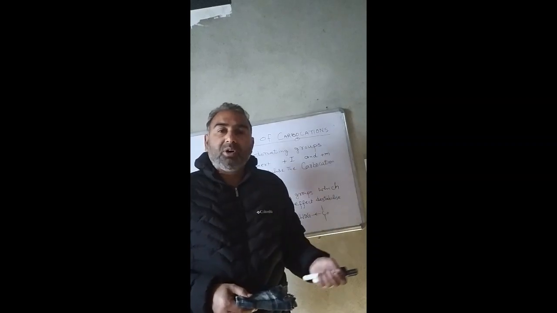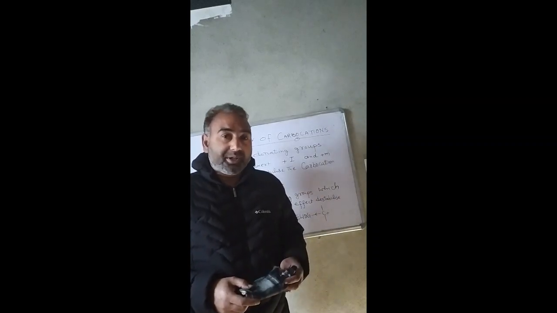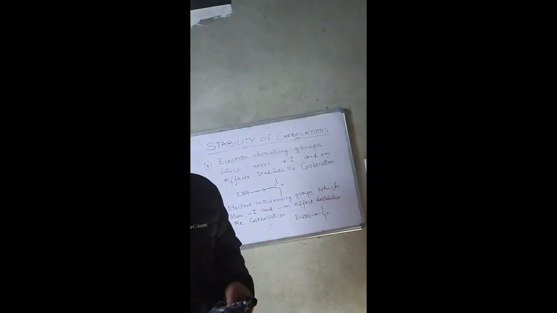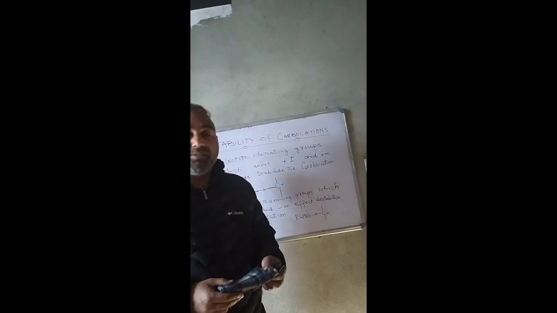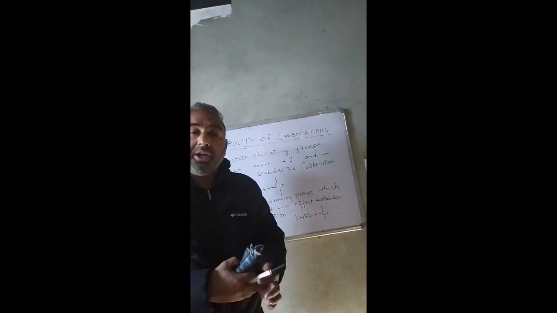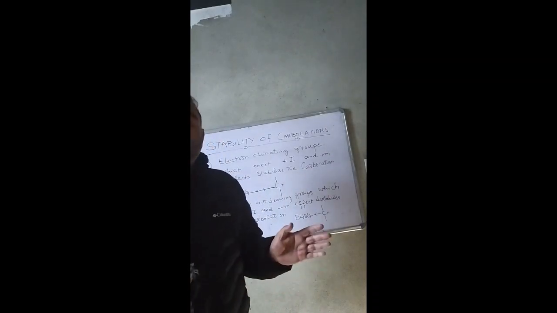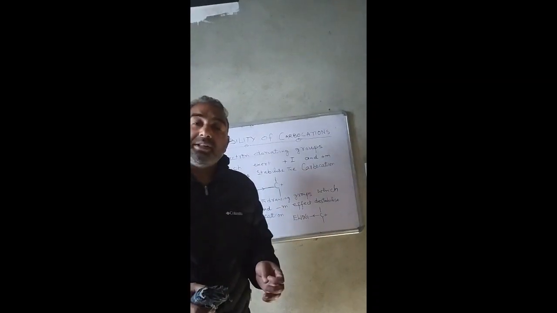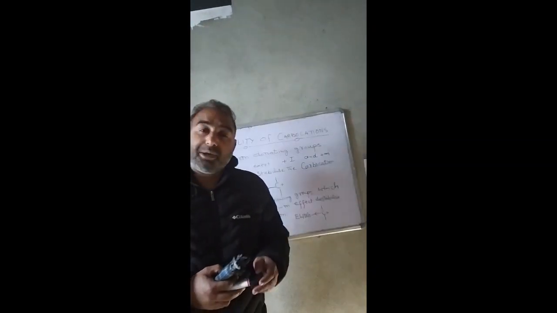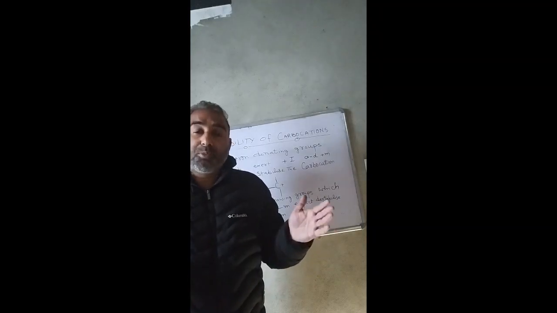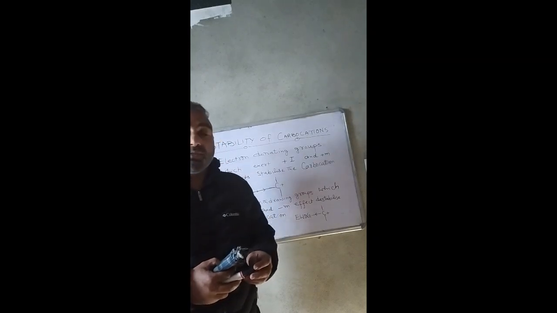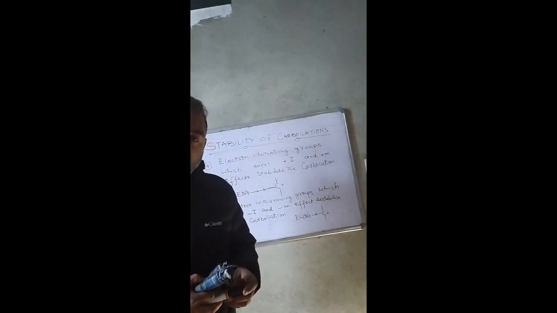The previous lecture was about reactive intermediate carbocations. What are carbocations and how are they formed? It was discussed in the previous video. In today's video, we will study the stability of carbocations, how carbocations are stabilized, what are the groups which make carbocation stable, and what are those groups which make carbocation unstable.